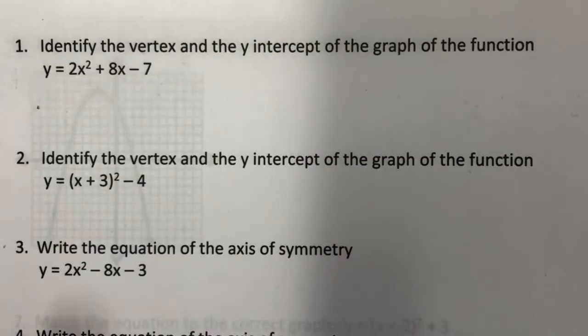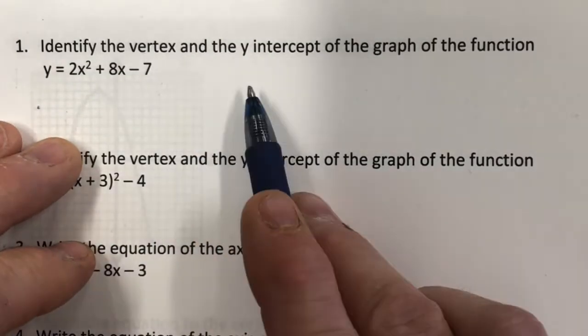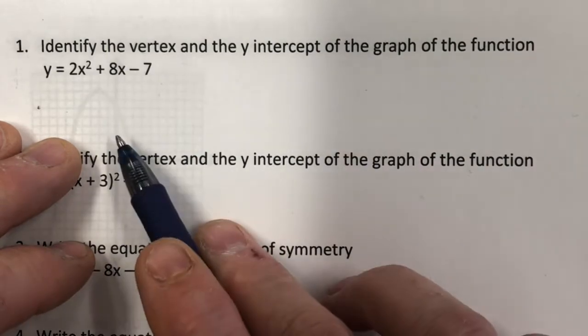All right, we're doing Algebra 2, Final Review, Part 3. All right, starting off at number 1. Identify the vertex and the y-intercept of the graph of this function.